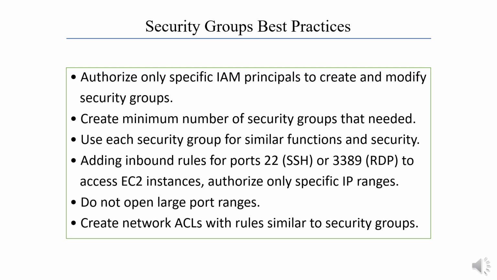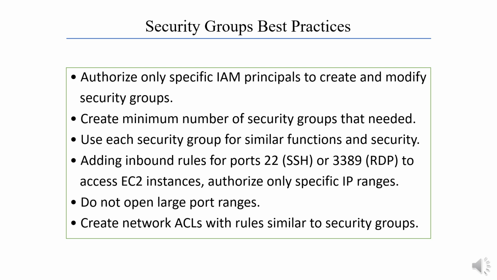Rule number 4. Authorize only specific IP address ranges when adding inbound rules for port 22 SSH or 3389 RDP to access EC2 instances. Rule number 5. Do not open large port ranges. Ensure that access through each port is restricted to the sources or destinations that require it.